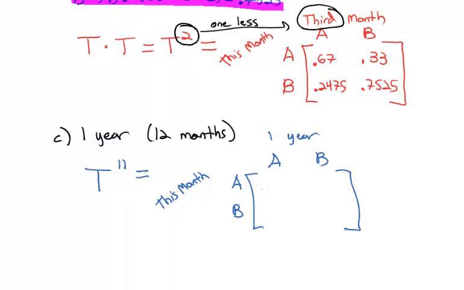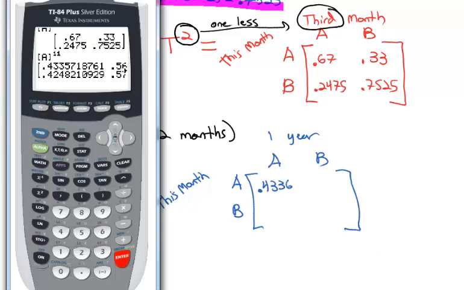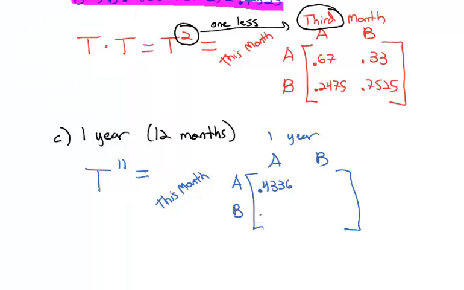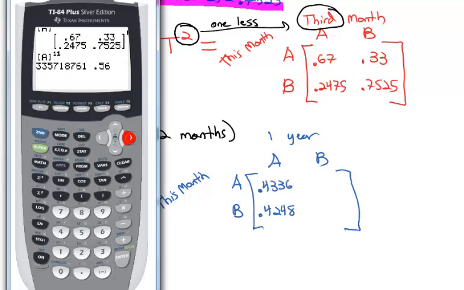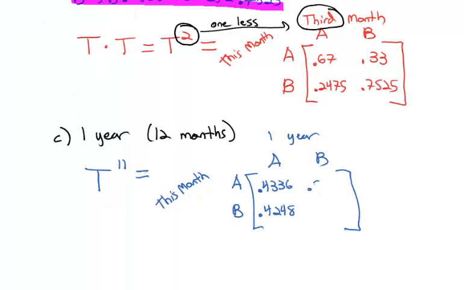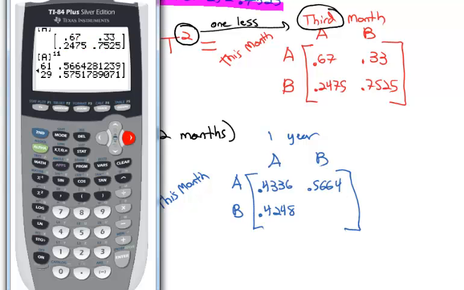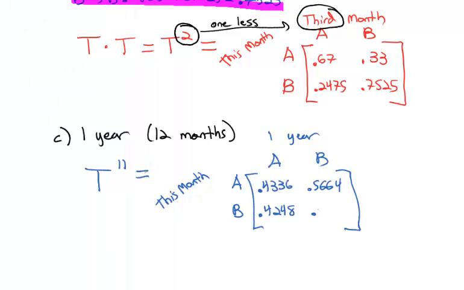0.4336. Below that is 0.4248. And then if we scroll to the right, we can see the last entries, 0.5664 and 0.5752.